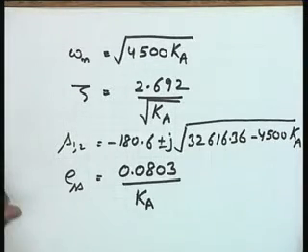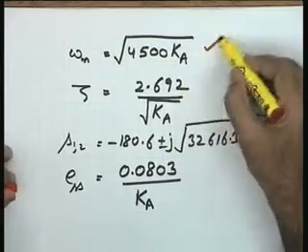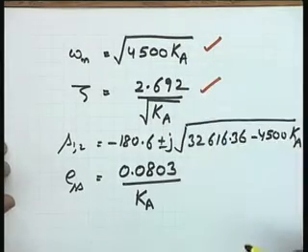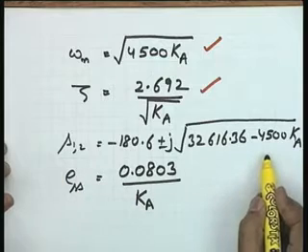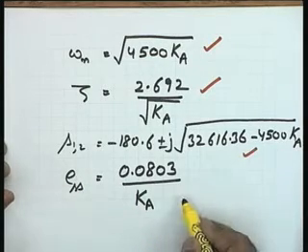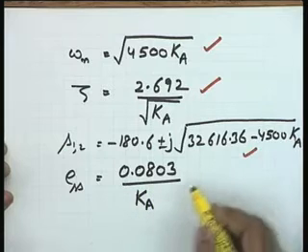The natural frequency omega n is the square root of 4500 Ka, a function of Ka. The damping is a function of Ka. These are the closed loop poles of the system, again a function of Ka. Steady state error in this particular case turns out to be this.